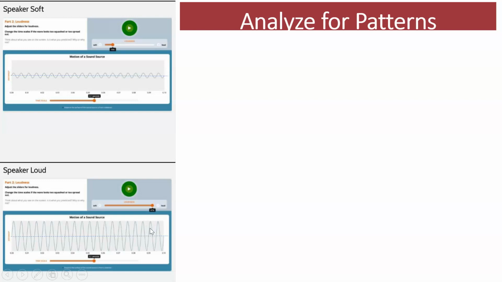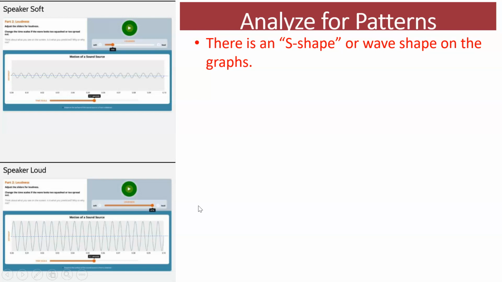All right, you're back. Well, I've put an example of a graph for a soft sound on the screen and one for a loud sound. The dashed line also represents the rest or the starting position. So that's what you can see here. The first question I have for you is, did you notice any particular shape to the graph? Absolutely. There was an S shape or a wave shape on the graphs. But did you see any repeating pattern? Could you show me where the shape starts and where it ends?